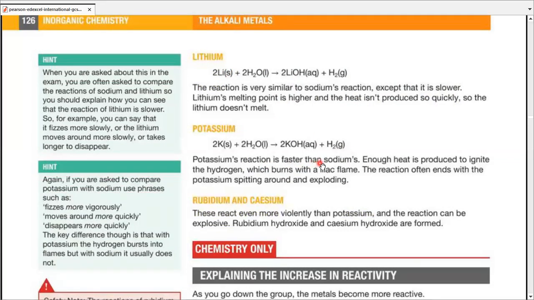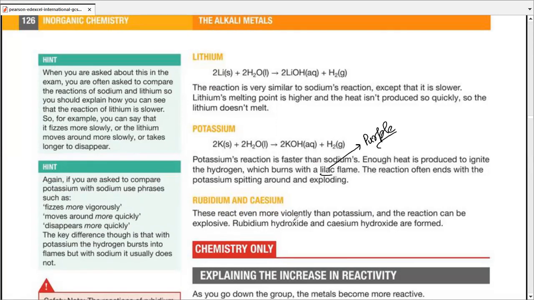So potassium's reaction is faster than sodium's. Enough heat is produced to ignite the hydrogen. It burns with a lilac flame, and here, lilac means something close to purple. So the reaction often ends with potassium spitting around and exploding. So you see, as we're going down the group, the reaction is becoming faster and more violent.